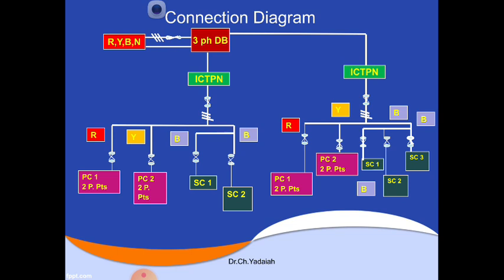Once we get the total current, that is the full load current, meaning if you switch on all supplies at a time, how much current is flowing, that is the full load current under normal conditions.